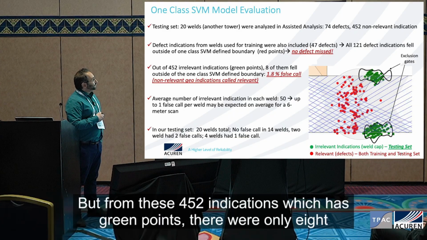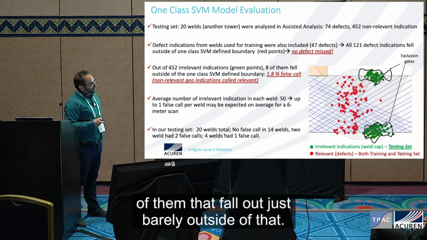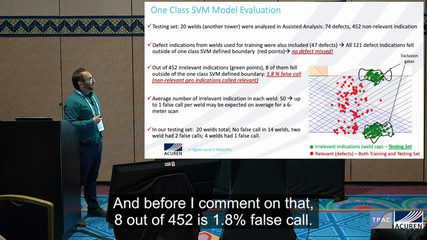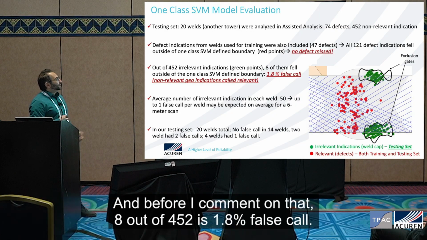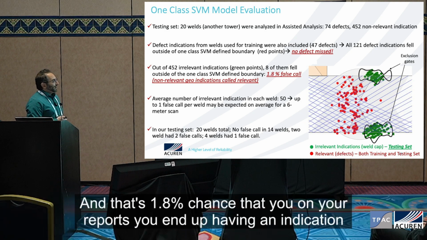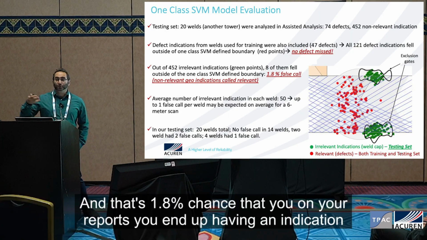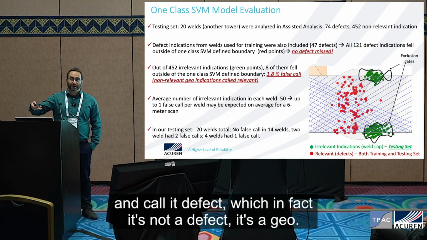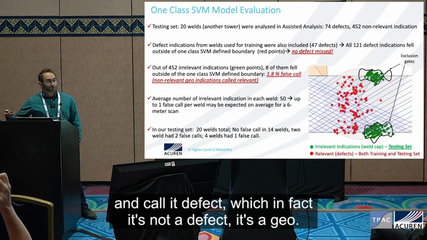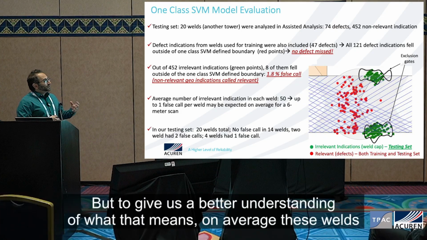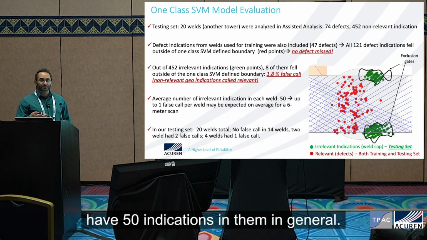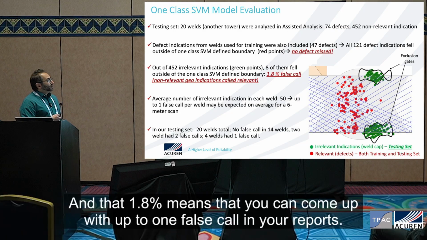But from these 452 indications, which are the green points, there were only 8 of them that fall outside, just barely. And before I comment on that, 8 out of 452 is a 1.8% false call. That's a 1.8% chance that in your reports you end up having an indication and you call it a defect, which in fact is not a defect, it's a geo. To give a better understanding of what that means, on average, these welds have 50 indications in them in general. And that 1.8% means that you can come up with up to 1 false call in your reports.